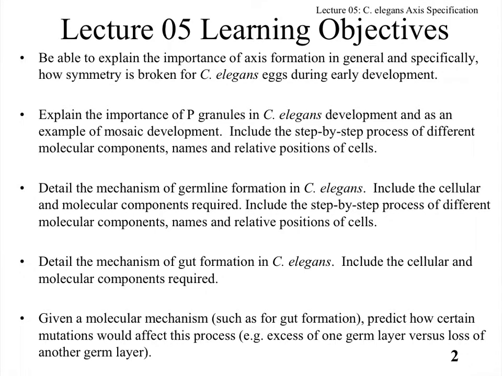This is part 2 of the lecture 5 on C. elegans. And so what we're going to talk about in particular today is to wrap up a little talk about the P granules. And then we're also going to talk a little bit about the step-by-step process for germline formation. But the big focus is on gut formation in C. elegans and predicting how certain mutations would affect this process.